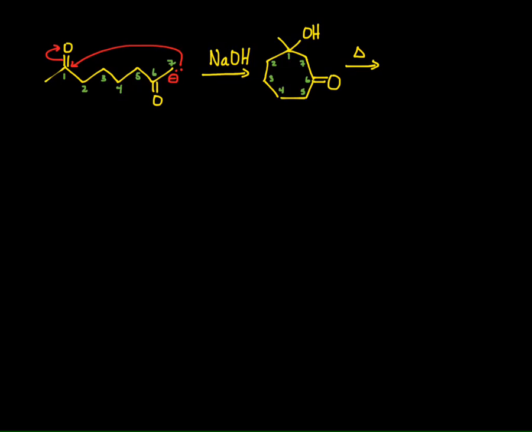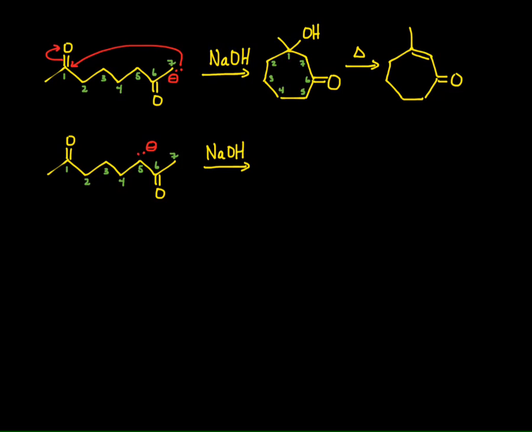And of course, if we heat this up, we can get dehydration, so elimination, to produce the alpha beta unsaturated ketone, the enone. Notice in this particular example, if the enolate forms on carbon number 7, then we form a 7-membered ring. Now, if we take that same structure and treat it with sodium hydroxide and assume that the enolate forms on carbon number 5 and we get nucleophilic addition to occur, now we're going to form a 5-membered ring.